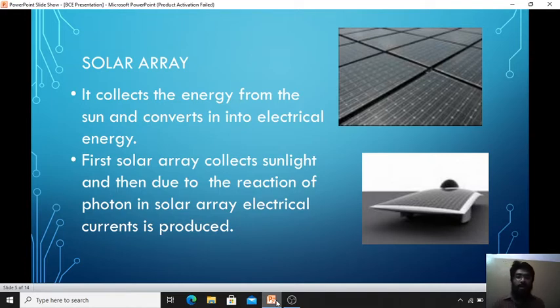What it means is that it basically converts the solar energy they collect. First, the solar array collects sunlight, and then due to the reaction of photons in the solar panel, electrical current is produced. So the photons which came with the light of the sun are now converting into electrons. Electrons means current, because as we know, the very basic definition of current is the flow of electrons. So here the photons are converting into electrons, and this process is known as the photoelectric effect, as Abdul Muiz told us about it in the previous slide.